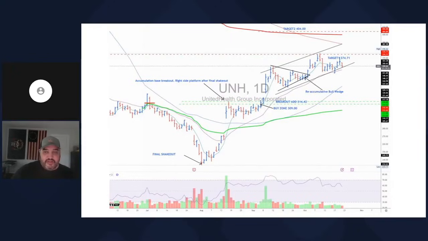I know. So UNH, we took in early September as it broke our buy zone through 309. And the reason I wanted to have this chart here is because it's a perfect example.